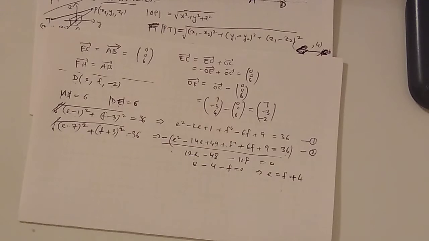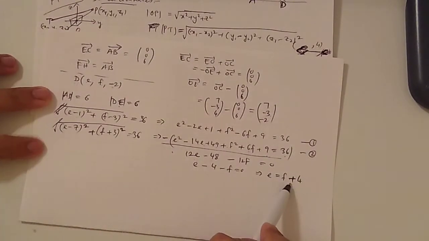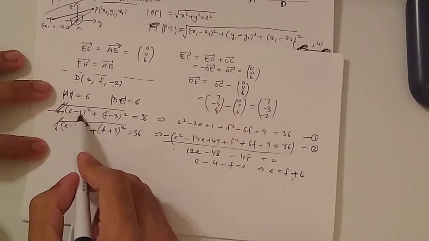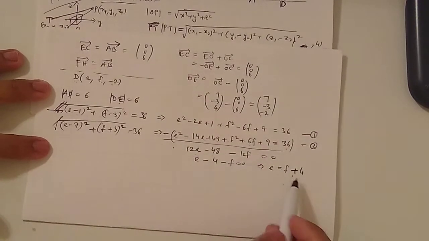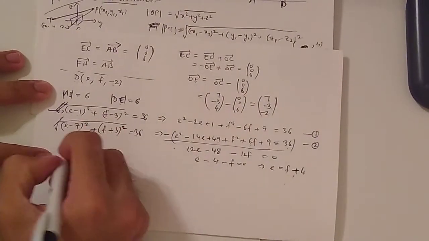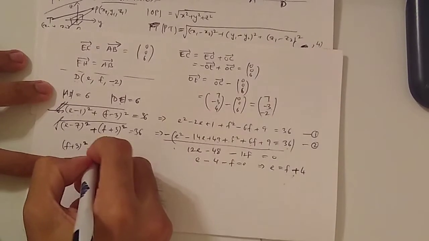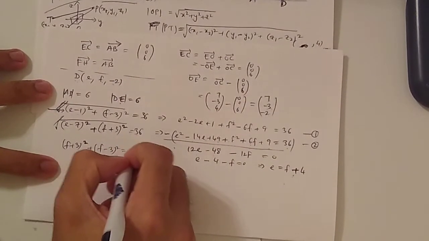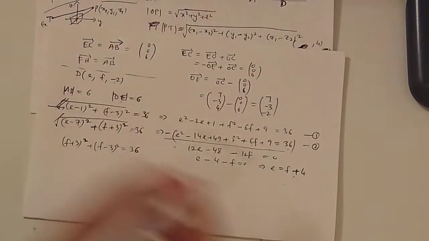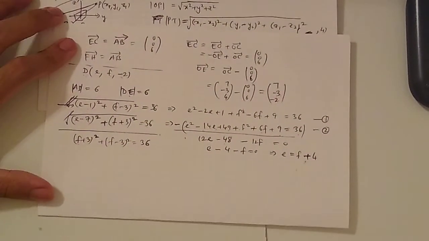Okay, e is equal to f plus 4. Substitute this back into the very first equation we have over here. Since e is equal to f plus 4, this becomes (f plus 3) the whole square plus (f minus 3) the whole square is equal to 36. Solve this equation to find f, and then we can find out e.